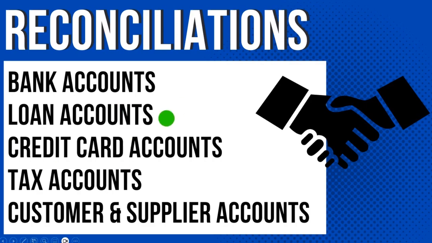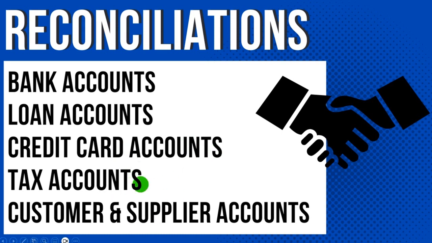Loan accounts. This includes bank loans, other loans, mortgages, any accounts where the business has borrowed money and there's going to be repayments and interest. These things will need to be reconciled. And generally, when it comes to loan accounts, the repayments are showing because they've come from the bank account, but the interest isn't. So when you get a statement for the loan, for the mortgage, you'll be able to see the interest charges, add them to the loan account, and then fully reconcile that loan account. Credit card accounts, all company credit cards will need to be reconciled.